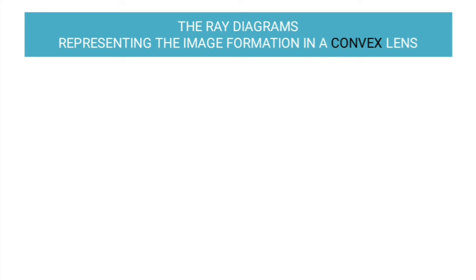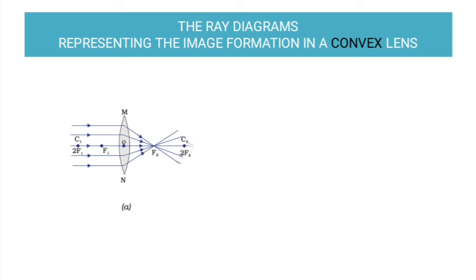Now comes the ray diagrams. The 6 cases that we have done for convex lens can be represented by ray diagrams also. So what are the ray diagrams? Case A, where the object is at infinity. I had said that if the object is at infinity, the ray of light passes through the focus. So the image is formed at the focus. It is real, inverted and highly diminished, of point size. That's why it is point size, because rays of light are coming together at one single point.